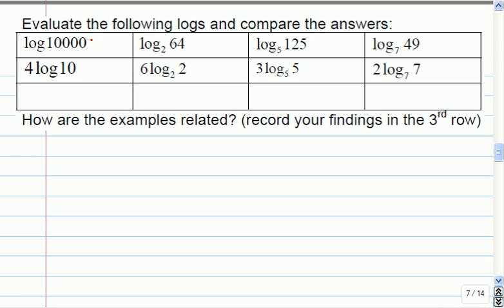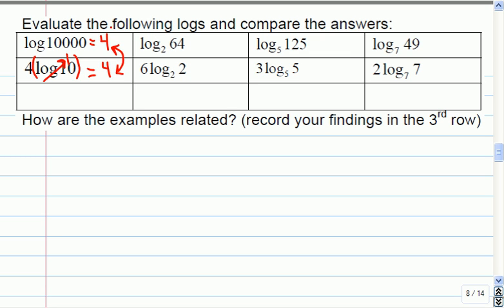For the first one, this is log of 10,000, which would be 4. Okay. And 4 times the log of 10, well, that's just 1. So this would be 4 times 1 is 4. So we could say these two things are the same.